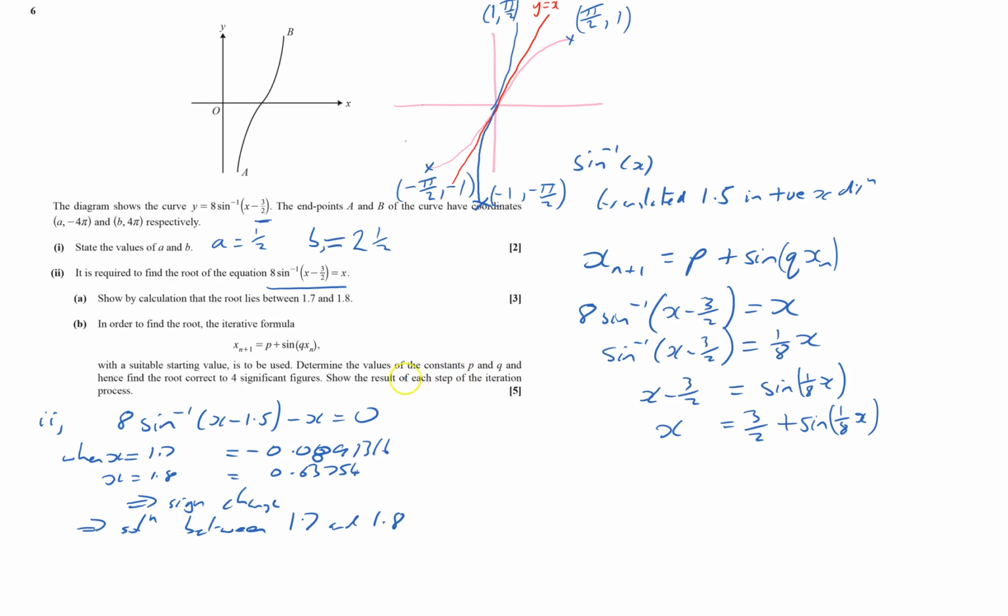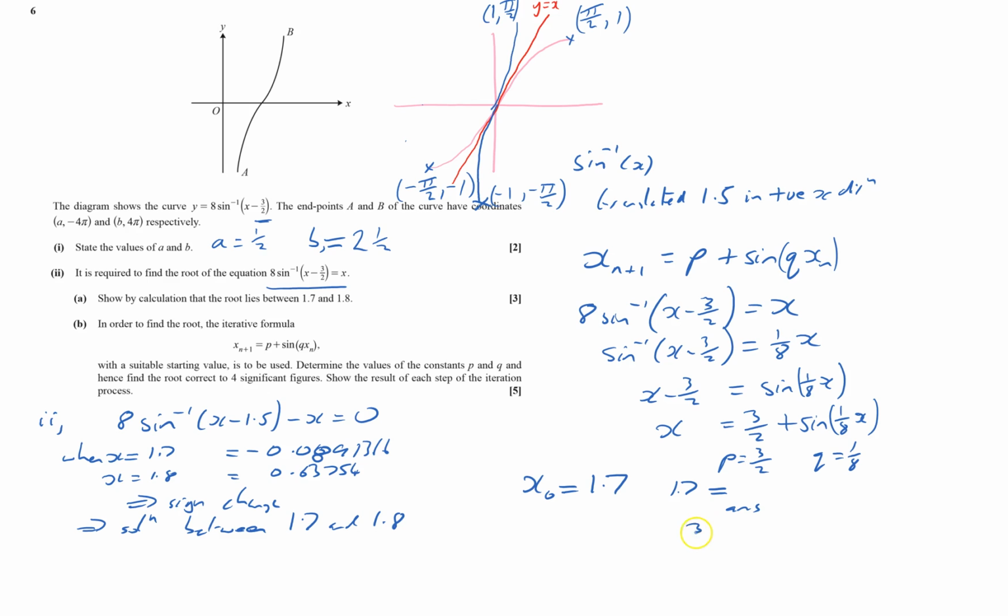So it says determine the values of p and q. I might as well write them down. P equals 3 over 2 and q equals 1/8. And we've got to work it to 4 significant figures. So I'm going to have my first guess, well, it's between 1.7 and 1.8, so it makes sense that I'm going to have x as 1.7. First thing I'm going to do is put 1.7 and press equals on my calculator, and therefore now 1.7 is my answer.